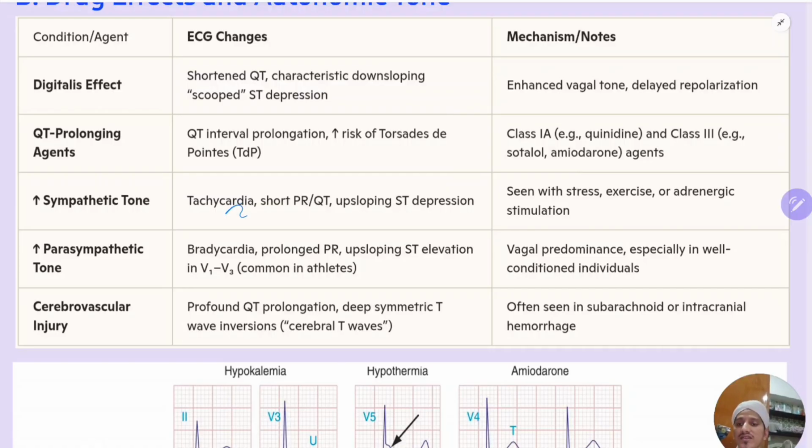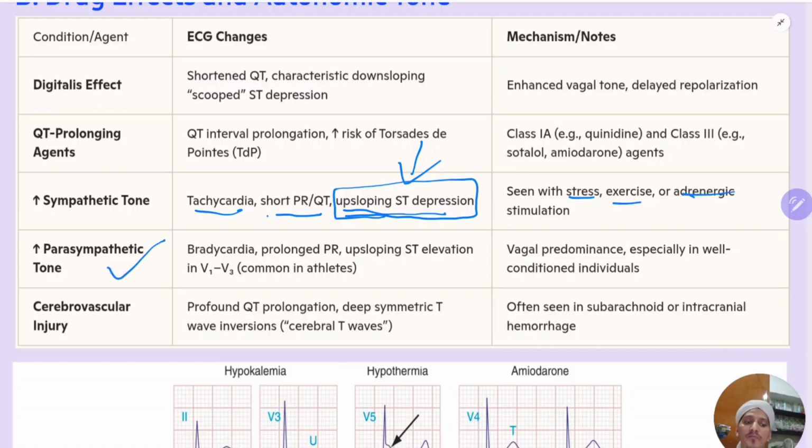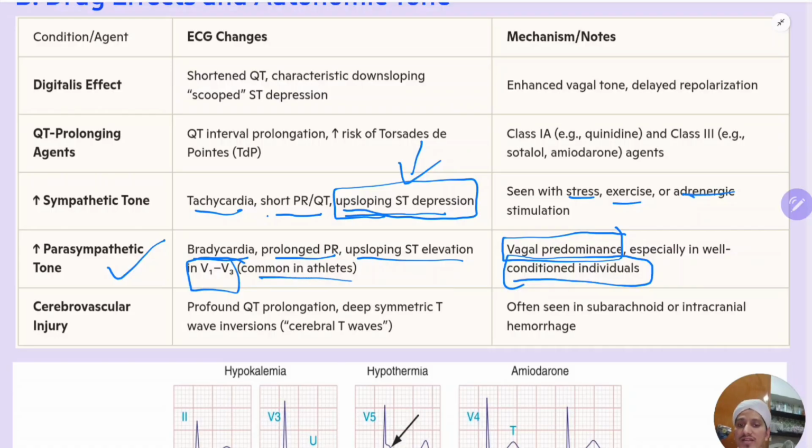Then when there is increased sympathetic tone, there will be tachycardia, short PR and QT, upsloping ST depression. Upsloping is a benign sign commonly seen in tachycardia, seen with stress, exercise, or adrenergic stimulation. Increased parasympathetic tone, you see this in athletes or exercising individuals, conditioned individuals as they are known. In these individuals parasympathetic activity is raised, so vagal predominance will be there. That's why you will see sinus bradycardia, prolonged PR interval, upsloping ST elevation in V1 to V3, common in athletes, because of conditioning, because of increased vagal tone.